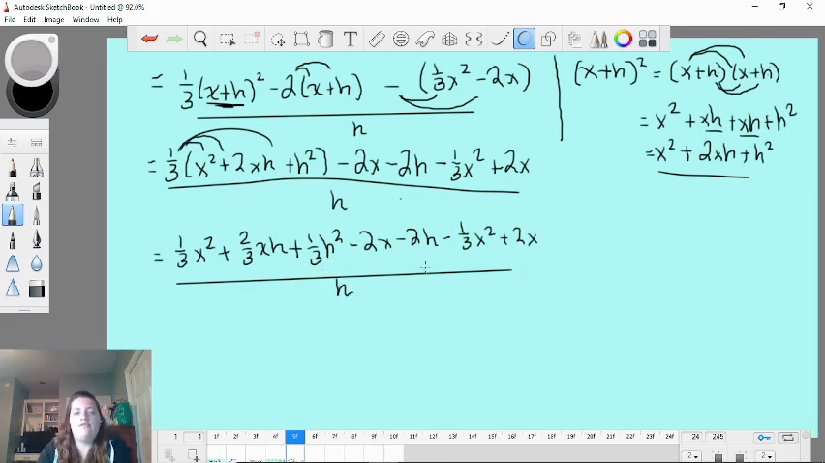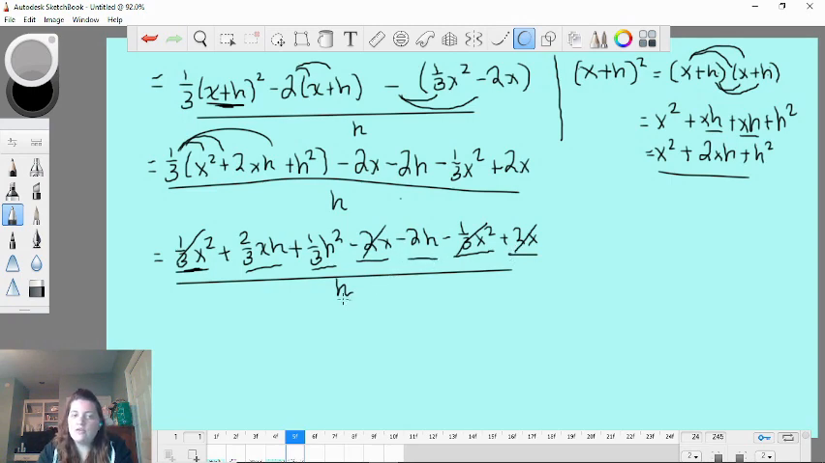I see a lot of things that have in common. So, let's look at this first term. X squared. We're looking for anything else that has x squared so that we can simplify. Over here we have x squared. 1/3 x squared minus 1/3 x squared, same thing, but opposites, so they'll cancel out. Next, is there anything that has an xh? No, so this guy's going to stay. Next we have 1/3 h squared, nothing else has that, so that will also stay. And then we have negative 2x and positive 2x, so those will also cancel. And then we're left with negative 2h as well.